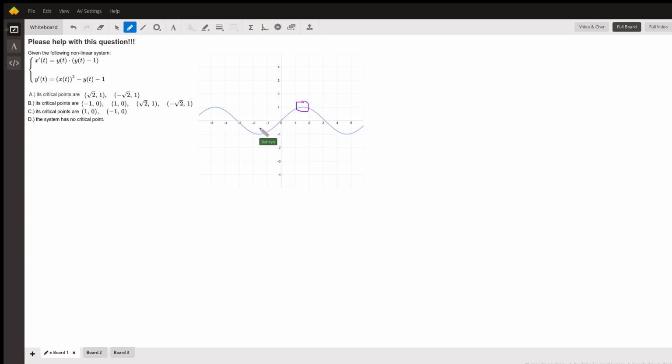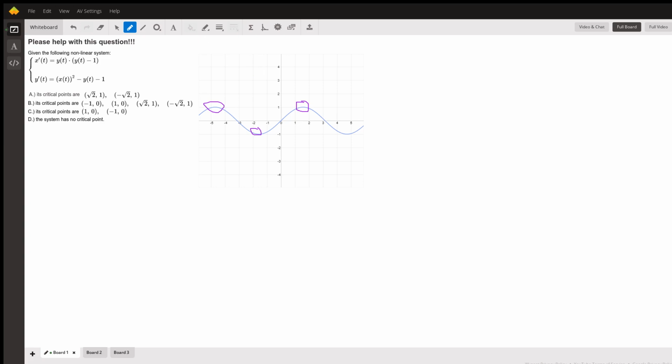Visually speaking, what that looks like on a graph is these kinds of points here. This is a critical point. This is a critical point. This is a critical point. These are places where the tangent line is a flat horizontal line. So x prime of t and y prime of t are all equal to zero here. That's what we need to find.